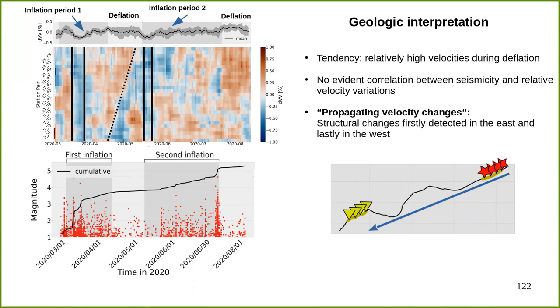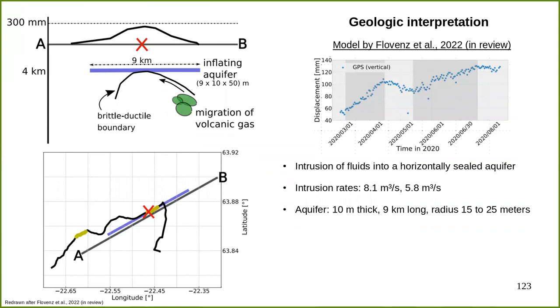A different study suggests a model for the processes occurring at depth during the inflation periods. And according to this model, volcanic gas intrudes into a horizontally sealed aquifer during each inflation period at intrusion rates of 8.1 and 5.8 cubic meters per second during the first and second inflation period. This is illustrated in the upper left figure.